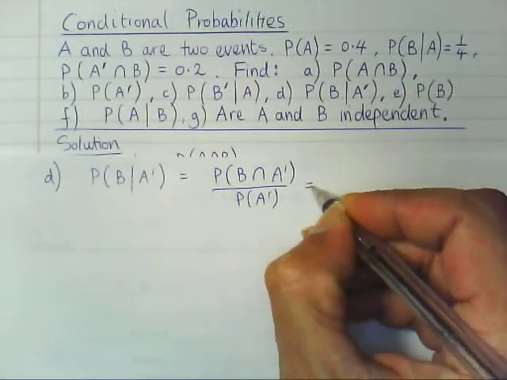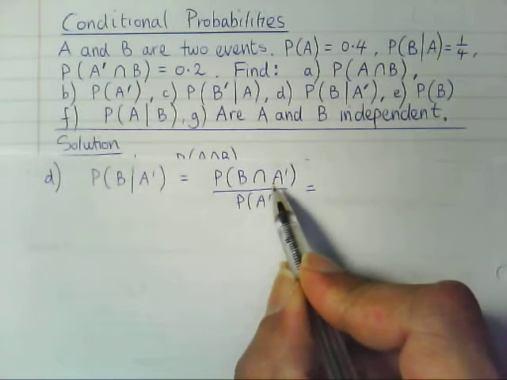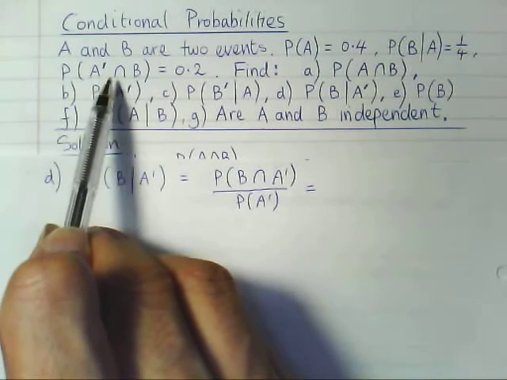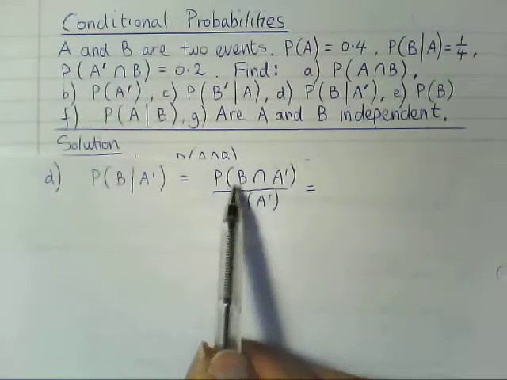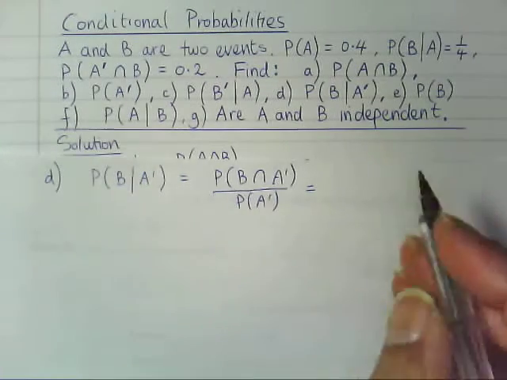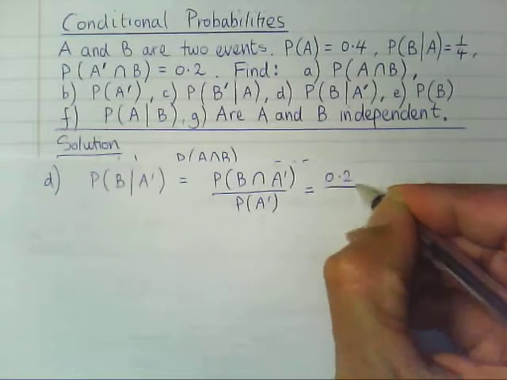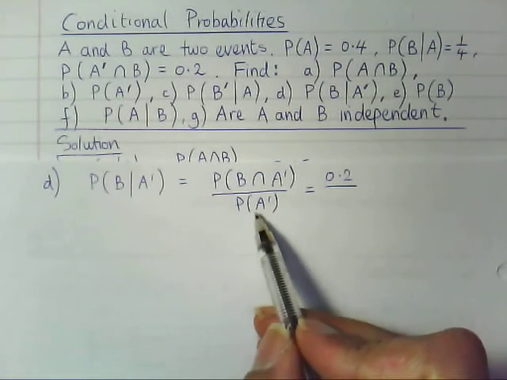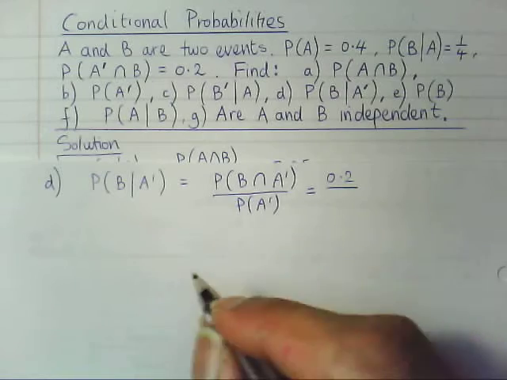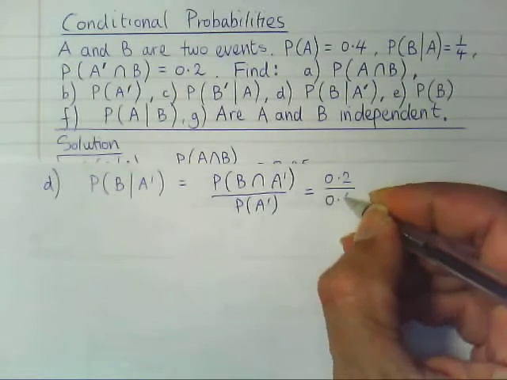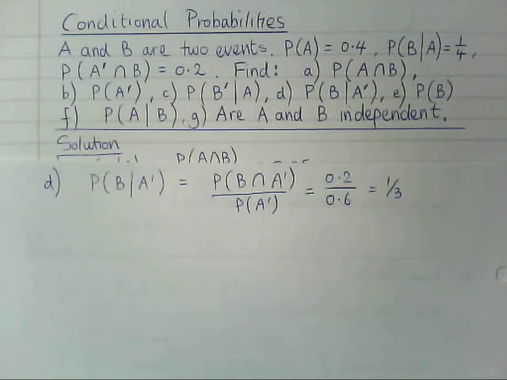Well, this is exactly the same as writing this, because we're thinking about the intersection between the two sets. So it doesn't matter which order we write them in. Well, we're told that that is 0.2. And we've just worked out the complement of A. The probability of the complement of A is 0.6. So this simplifies to a third.